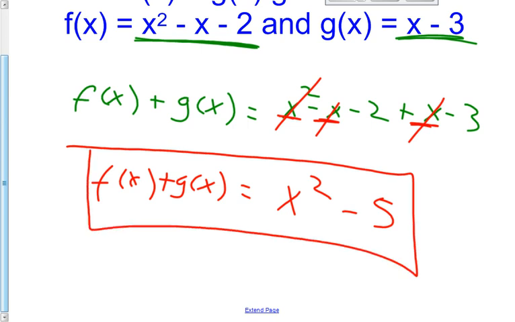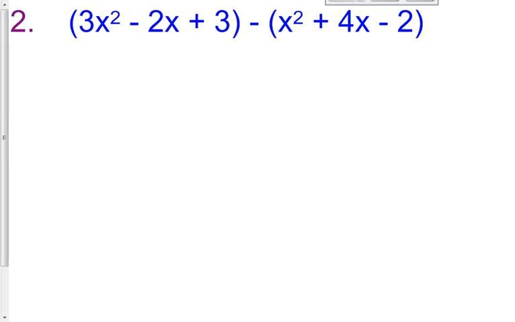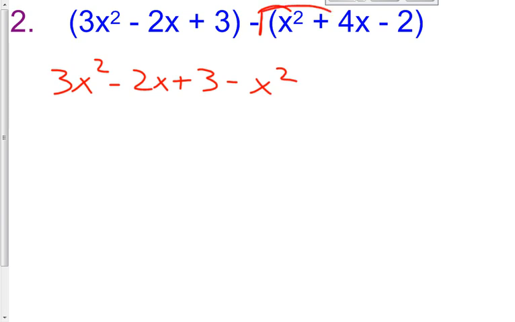On the next one, this one is not written in function notation. I just do what's written. However, this is a difference, which means I have to distribute that negative sign. So it's kind of like saying a negative 1 right here. So what I like to do is I'm just going to get rid of these parentheses by saying 3x squared minus 2x plus 3. I distribute the negative, so it's a negative 1 times x squared, which is a negative x squared. A negative 1 times 4x, which is a negative 4x. And a negative 1 times a negative 2, a negative times a negative is a positive.